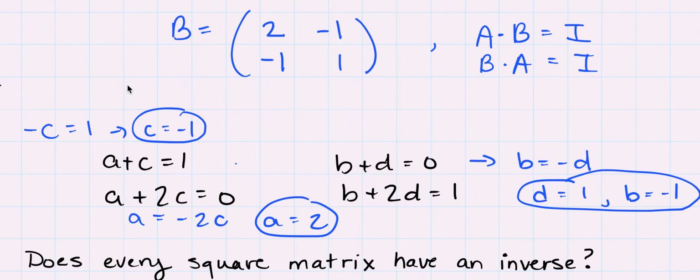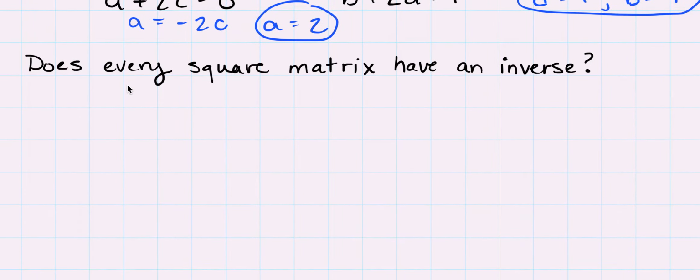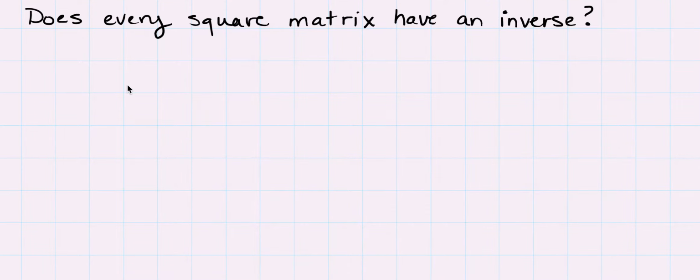So let's move on. The next thing I want to discuss is, does every square matrix have an inverse? The answer to this is no. Let's look at a really basic example, a 2 by 2 matrix. All I have to do is show that there exists one square matrix that does not have an inverse. If I can show that, then that tells me that not every square matrix has an inverse.